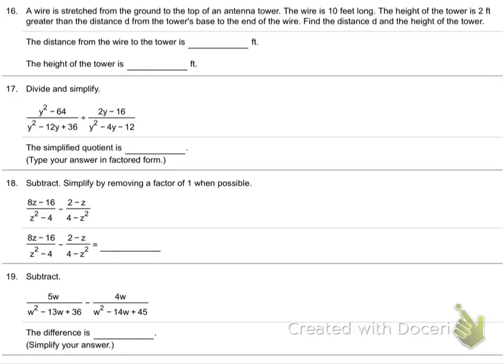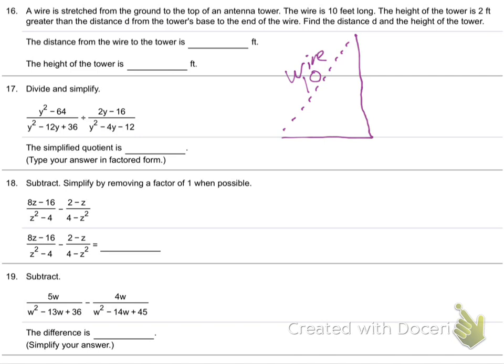16, wire. The stretch of the ground to the top of an antenna tower. The wire is 10 feet long. So they're basically saying, so you got the ground. Well, here I'm not drawing that very well. You got the ground. You get this antenna. So you get this wire. Wire stretching the ground to the top. The wire is 10 feet long, right?